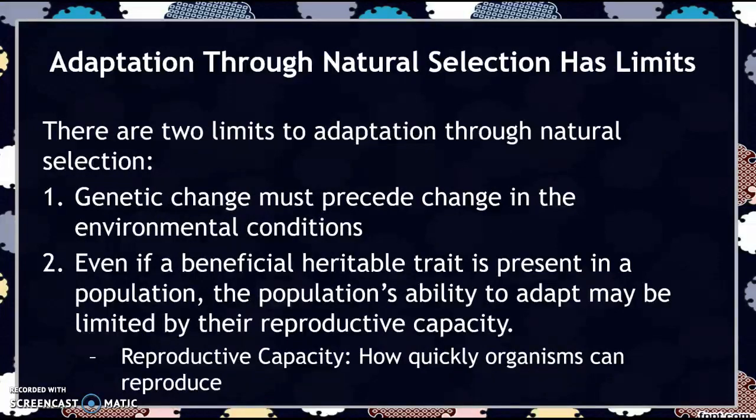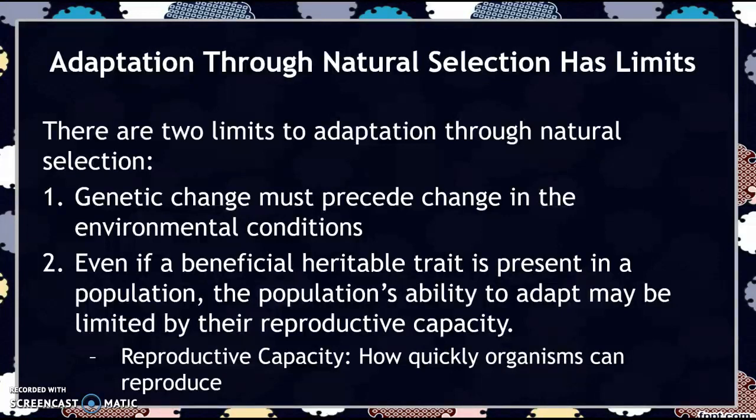Adaptation through natural selection has limits. So there are two major limits to these adaptations. First, you have to have genetic change before the environmental condition ensues. So, for example, you have to have a polar bear that has a really thick coat before it turns really cold. Otherwise, if it turns really cold first, that polar bear is going to die.